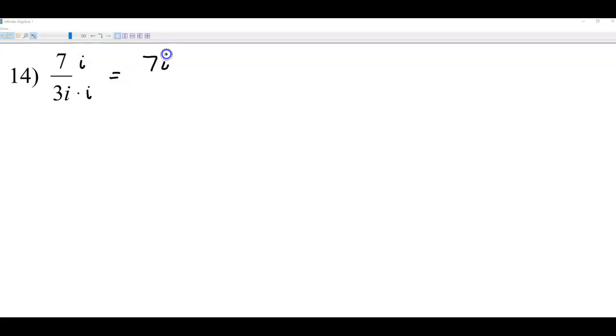So the top is going to be 7i. Now the bottom is 3i squared. And we've talked about how an i squared basically just makes a -1. So the final answer will be 7i over -3.